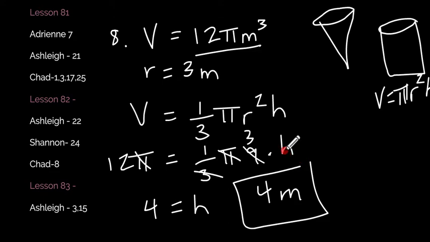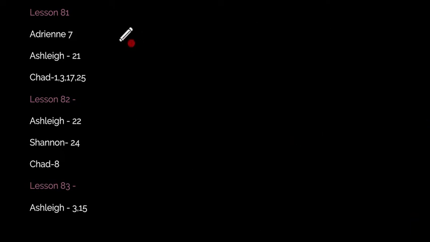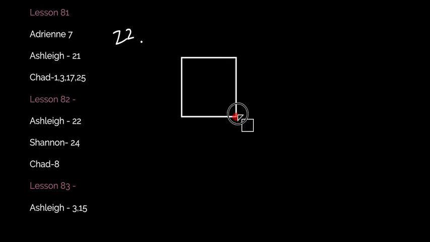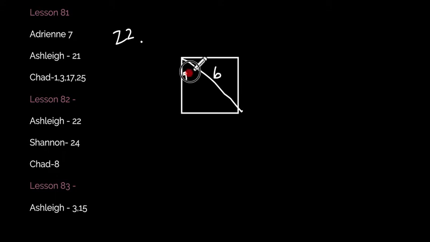All right, 22. Diagonal of a square. I might do this a little differently. So this is number 22. We have a square, and we have a diagonal in it. And they're telling us the diagonal is 6. This is going to be a 45, 45, 90 triangle.